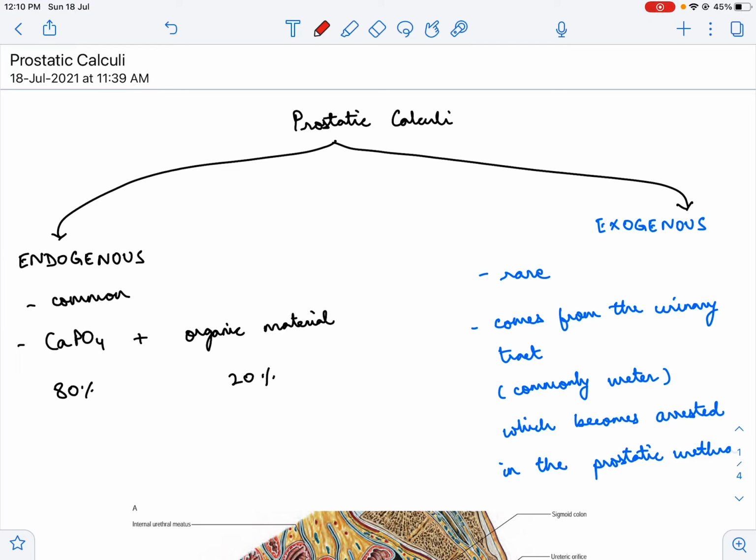In this video, we'll be discussing prostatic calculi. Now, prostatic calculi or prostatic stones, as the name suggests, are stones present within the gland of the prostate. Now, these can be of two types. They can be either endogenous or they can be exogenous.